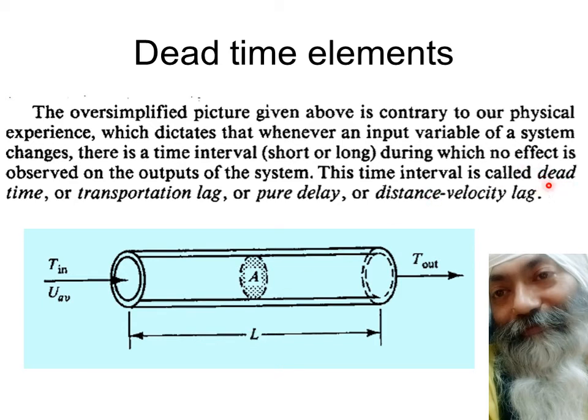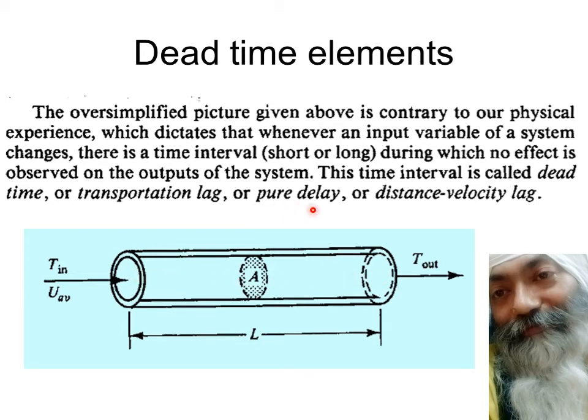we call it the delay. It's a pure delay, or we call it transportation lag. Why is it called transportation lag? Now it is very clear, because it's going to take time from here to here, and that time is nothing but the distance divided by velocity, and that's why it is also known as distance velocity lag. So this is the reason behind calling this dead time as transportation lag, because ultimately the material is getting transported from one end to another end.